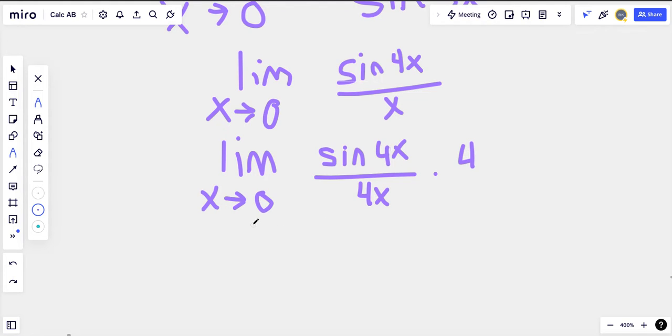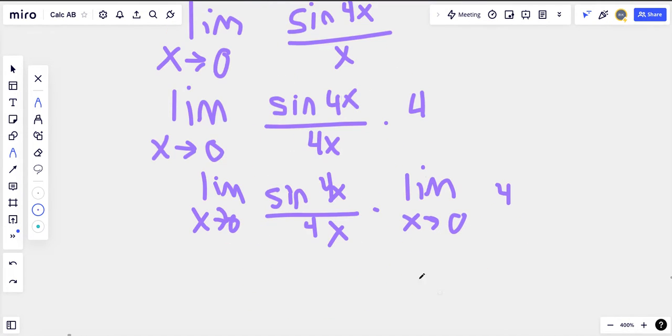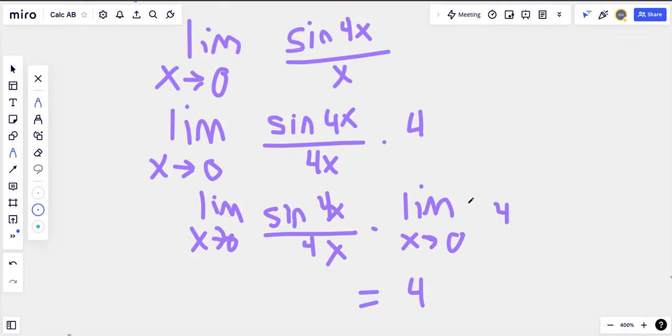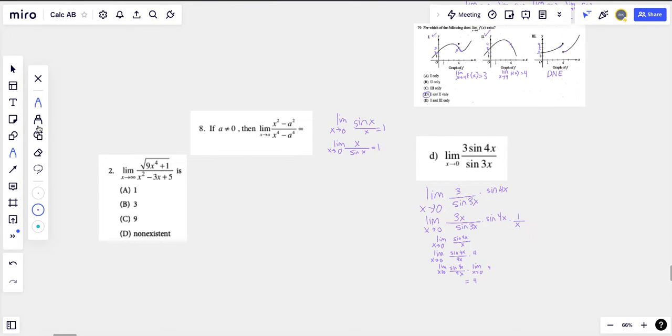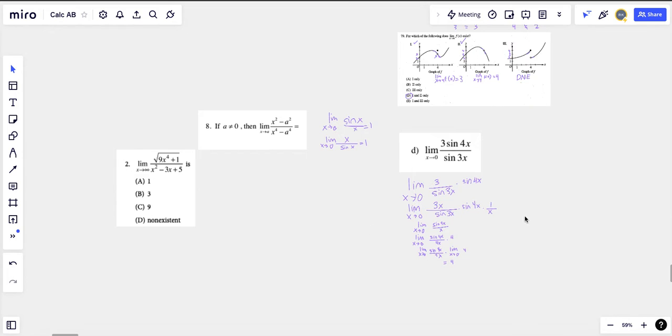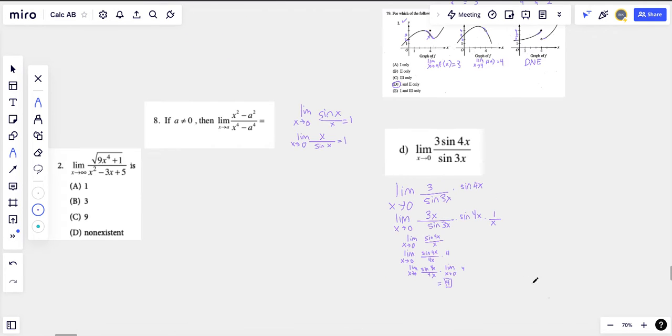So if I were to write that out, limit as x goes to 0, this term right here is 1, and then this right here is just 4. So the answer is 4. And you don't even have to write it out like this. You can go straight from here, say 1 times 4, and it's 4. Now the next one, let me box my answer. Okay, now the next one.